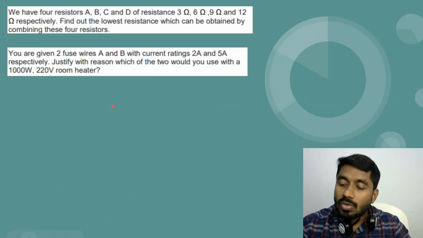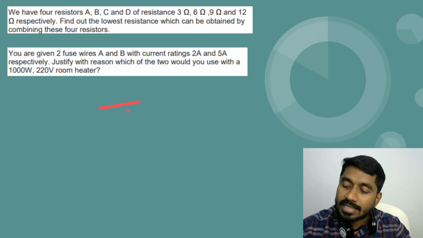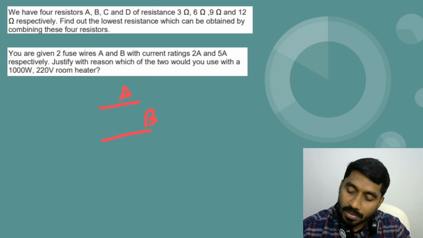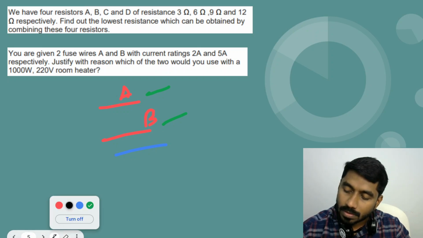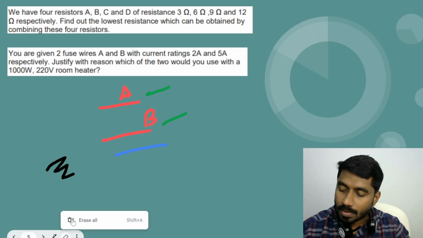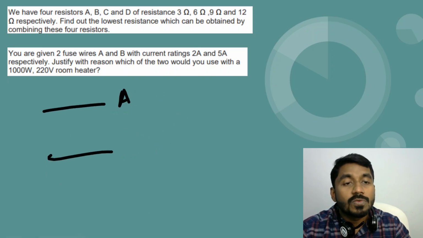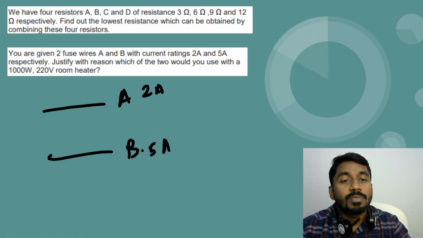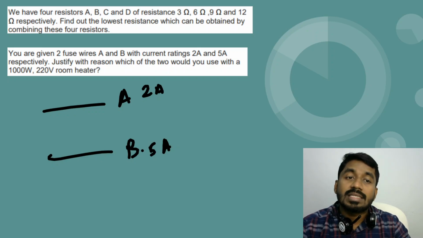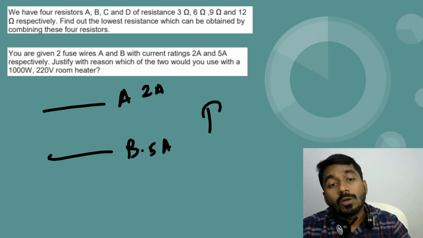The next question: you are given 2 fuse wires A and B. This is fuse wire A, this is fuse wire B. The current rating of A is 2 ampere and the current rating of B is 5 ampere. Justify with reason which of the two you would use with a 1000 watt, 220 volt room heater.